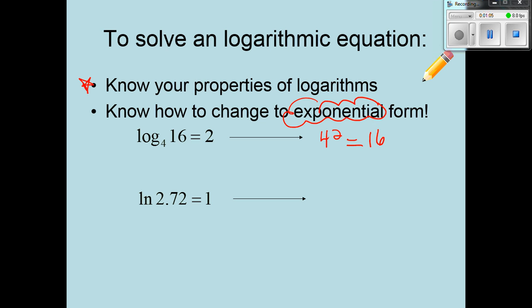And we have to be able to do that even if we see an ln. So ln is the same thing as log base e. So log base e of 2.72 is equal to 1. Then if I want to rewrite that in exponential form, I would have e to the power of 1 equal to 2.72. All right, so those are the two things that we need to know in order to be successful today.